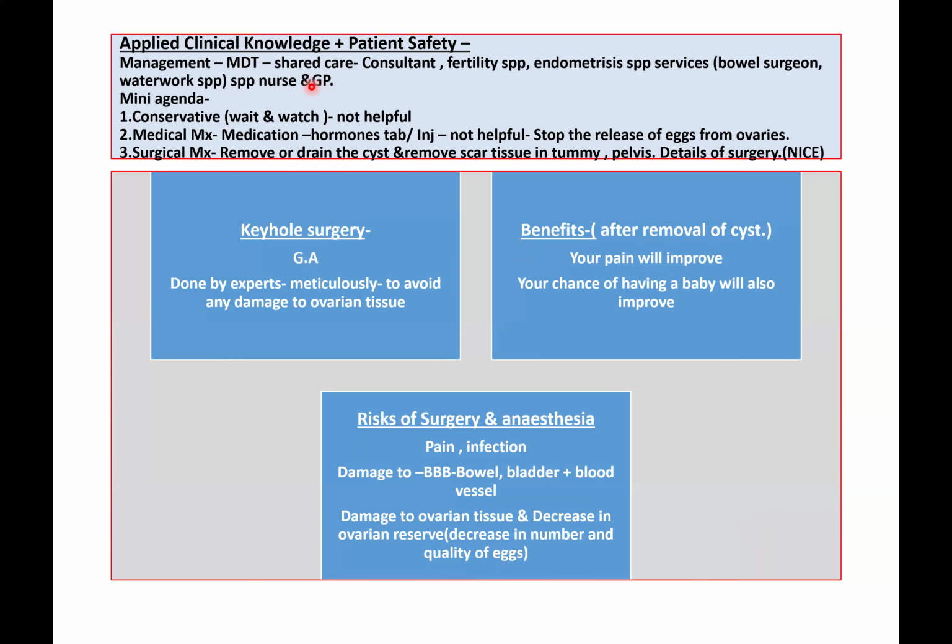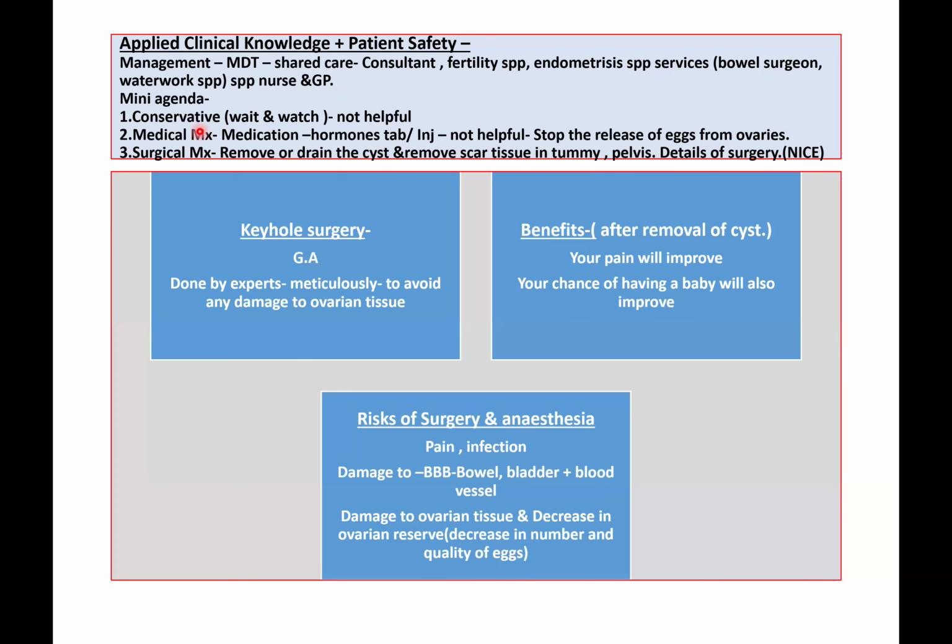So is it okay if I discuss with you about the management plan? It's going to be a shared care involving my consultant, fertility specialist, endometriosis specialist services, including the bowel surgeon, waterwork specialist, specialist nurse, and the GP. This one I have taken from the new NICE guideline involving the bowel surgeon, because there can be anorectal endometriosis as well as bladder involvement. So we have to involve the bowel surgeon and the waterwork specialist. If you take all these names, communication with colleague will be 2 by 2.